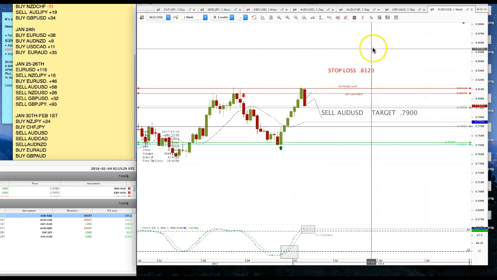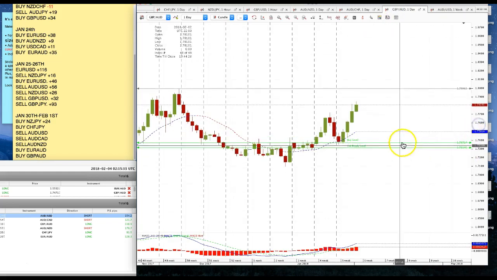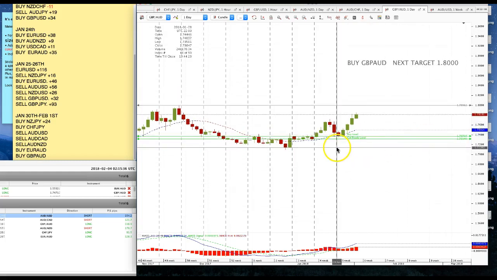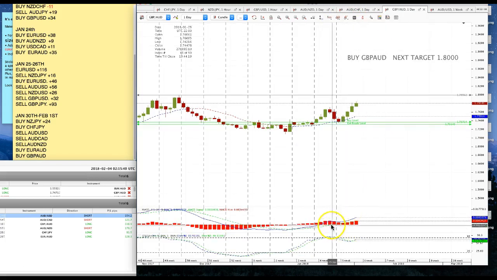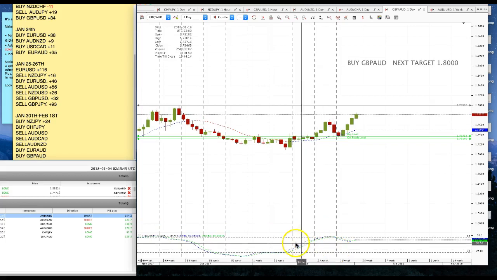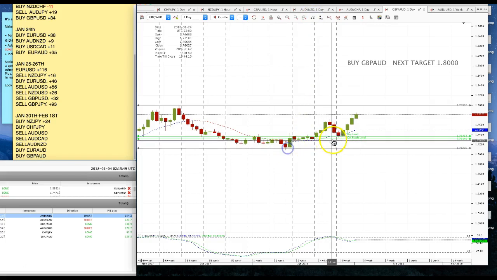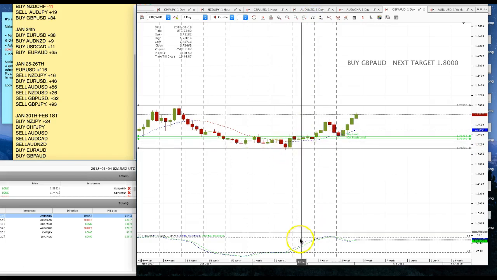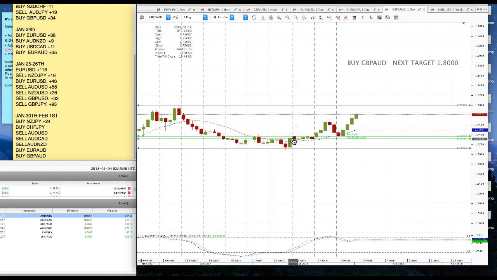So let's see. The next trade, pound Australian dollar. Again, let me just add the stochastic indicator and take off MACD. There's actually 2 trade signals. There's one down here, bullish engulfing candles, stochastic is oversold, and that was the entry. But I didn't take this trade. I took it on the pullback, came back down.